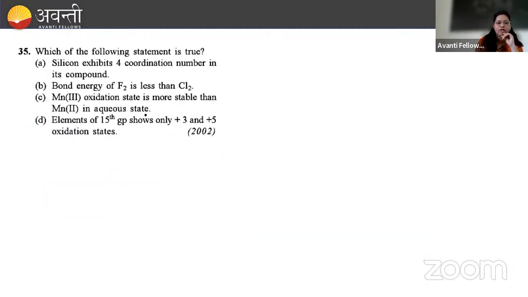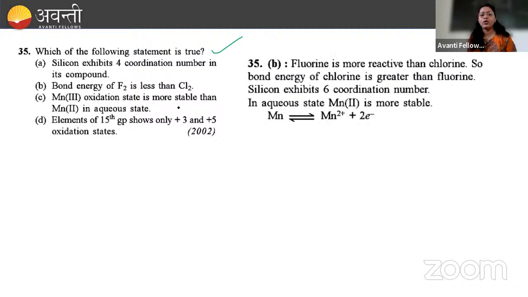Which of the following statements is true? So here we need to find out the true statement. Silicon exhibits 4 oxidation number in its compounds. Bond energy of fluorine is less than Cl2. Manganese 3 oxidation state is more stable than manganese 2. And elements of group 15 show only +3 and +5 oxidation state. So here the answer is what? Fluorine is more reactive than chlorine. So the bond dissociation energy of chlorine is greater than fluorine.